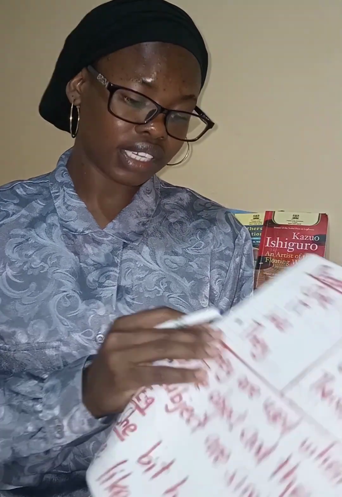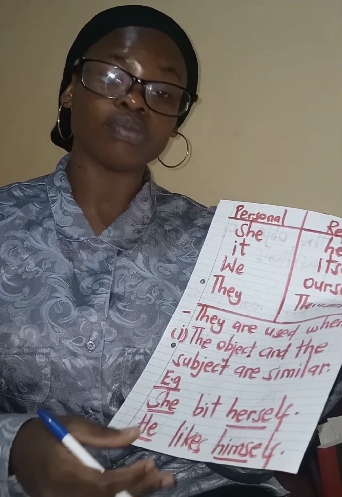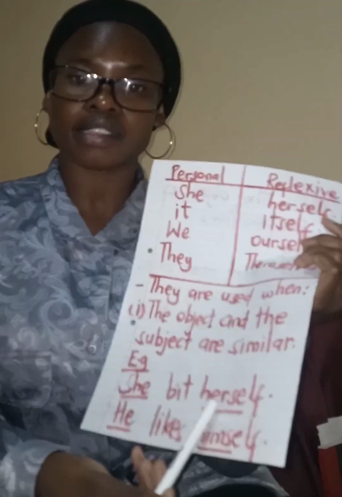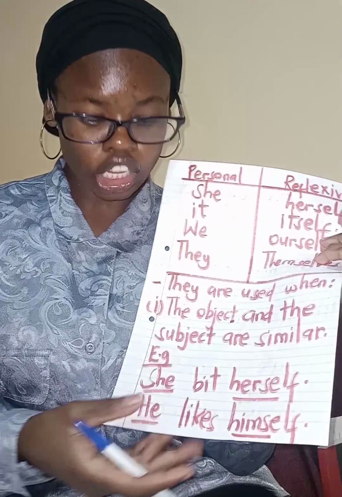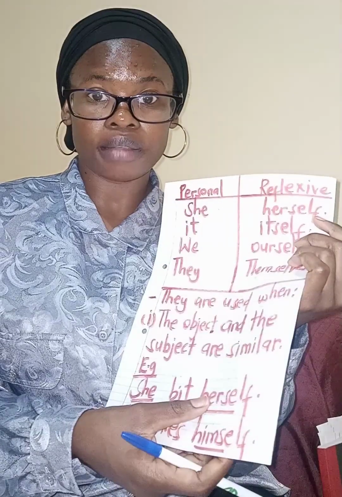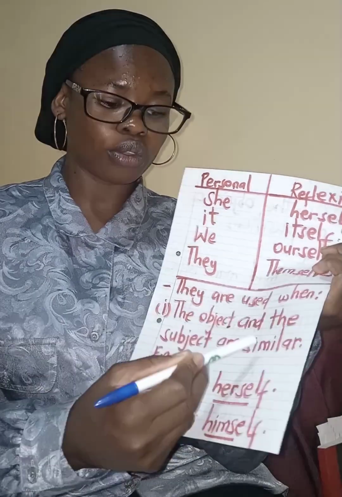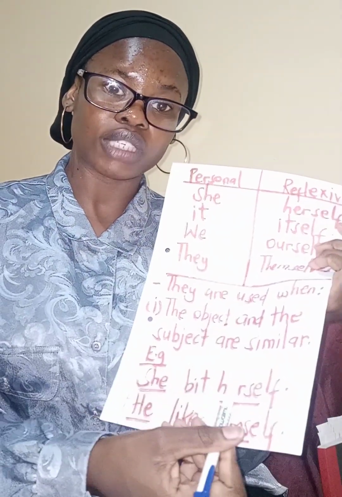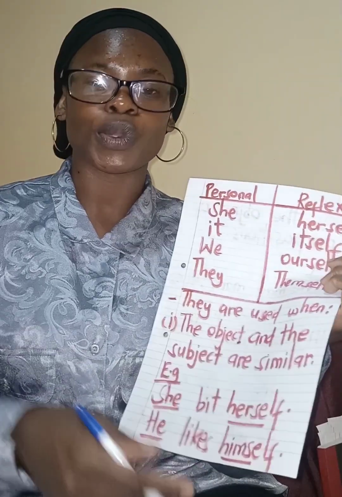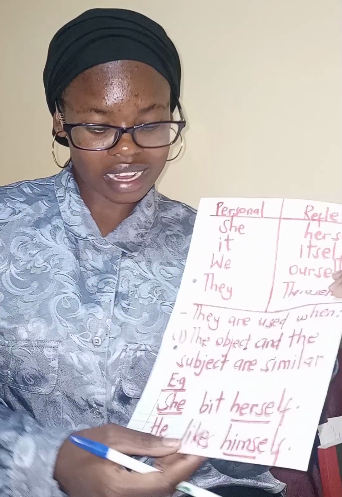Reflexive pronouns are used when the object and the subject are similar. Let's look at an example of that. She beat herself. In this case, she is the subject, beat is the verb, herself is the object. You can go on and write there S, V, O, representing subject, verb, and object. You can see that the subject and the object are similar. So we use reflexive pronouns when the object and the subject are similar.